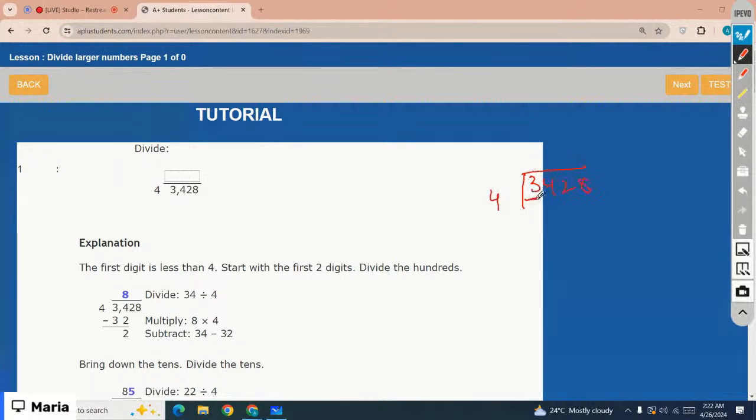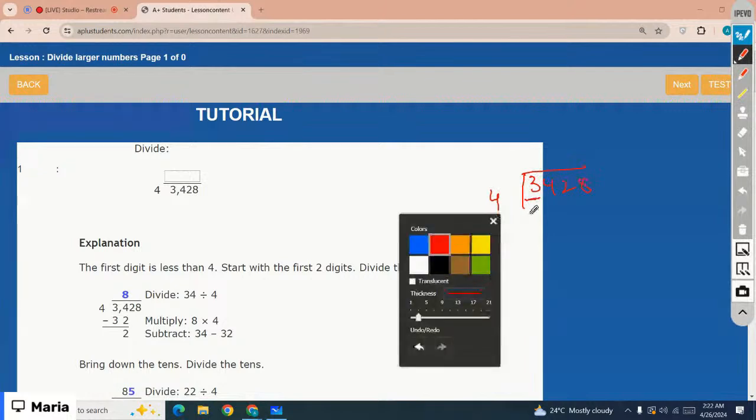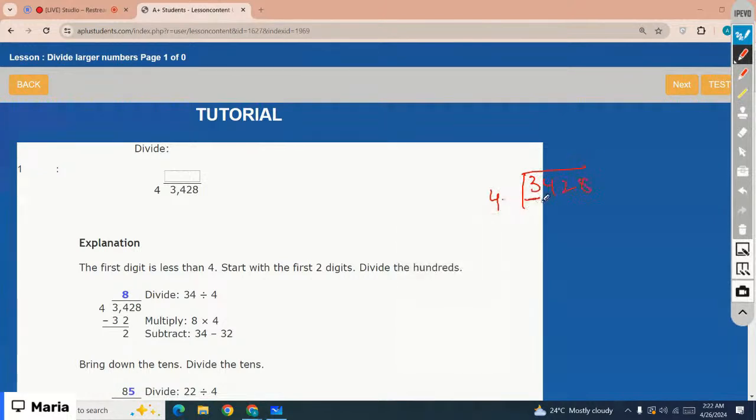So start with the first digit, that is 3, and 3 is less than 4. You cannot divide a number that is less than the divisor, right? This is the divisor and this is the dividend, that needs to be divided. Okay, so you need to make it 2 digits. That is 34. 34 is greater than 4, right? Now you need to count a table of 4 until 34 or the number that is less than 34, right?